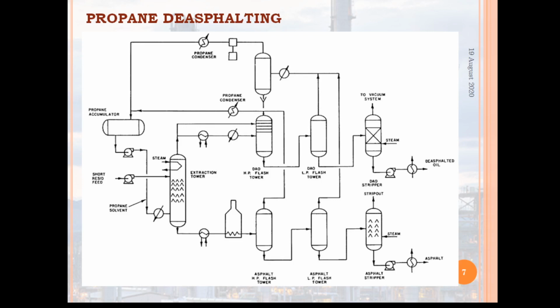The second stage strips the remaining propane from the raffinate and the extract. This propane is compressed and condensed before being returned to the propane accumulator. Here you can see the asphalt flash tower, the first one, and this is the second one, the asphalt stripper.